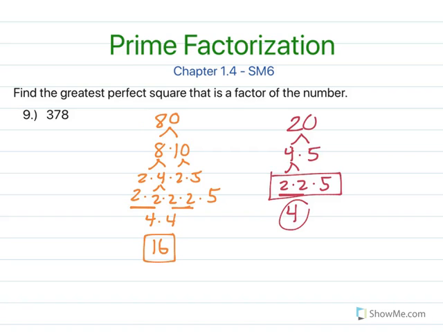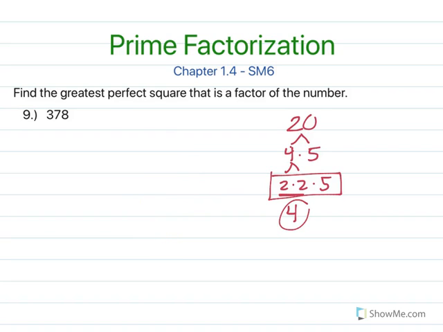Now 378 is kind of a tough one. Let's look at how this works. So 378, I'm actually going to erase this now if that's okay. I apologize. You can always rewind if you want to see this again. I know I can take 378 and I can divide it by 2, right? Because it's an even number.